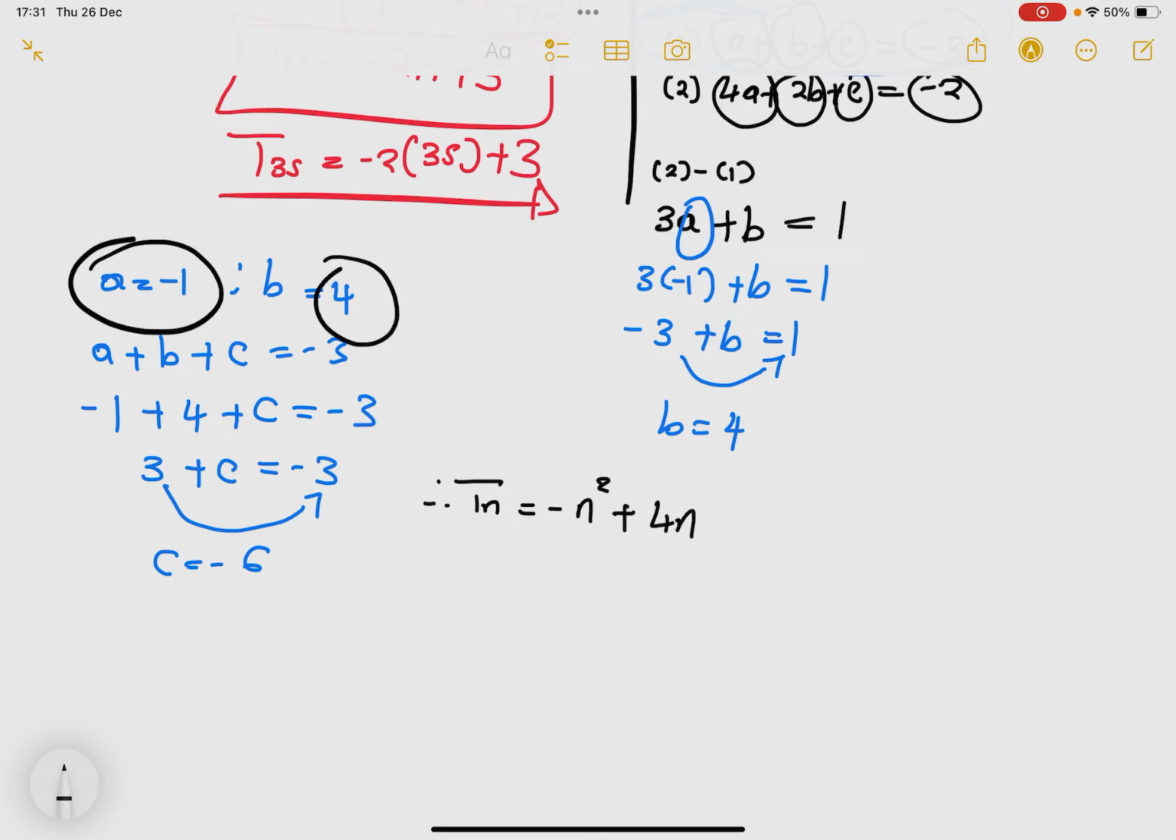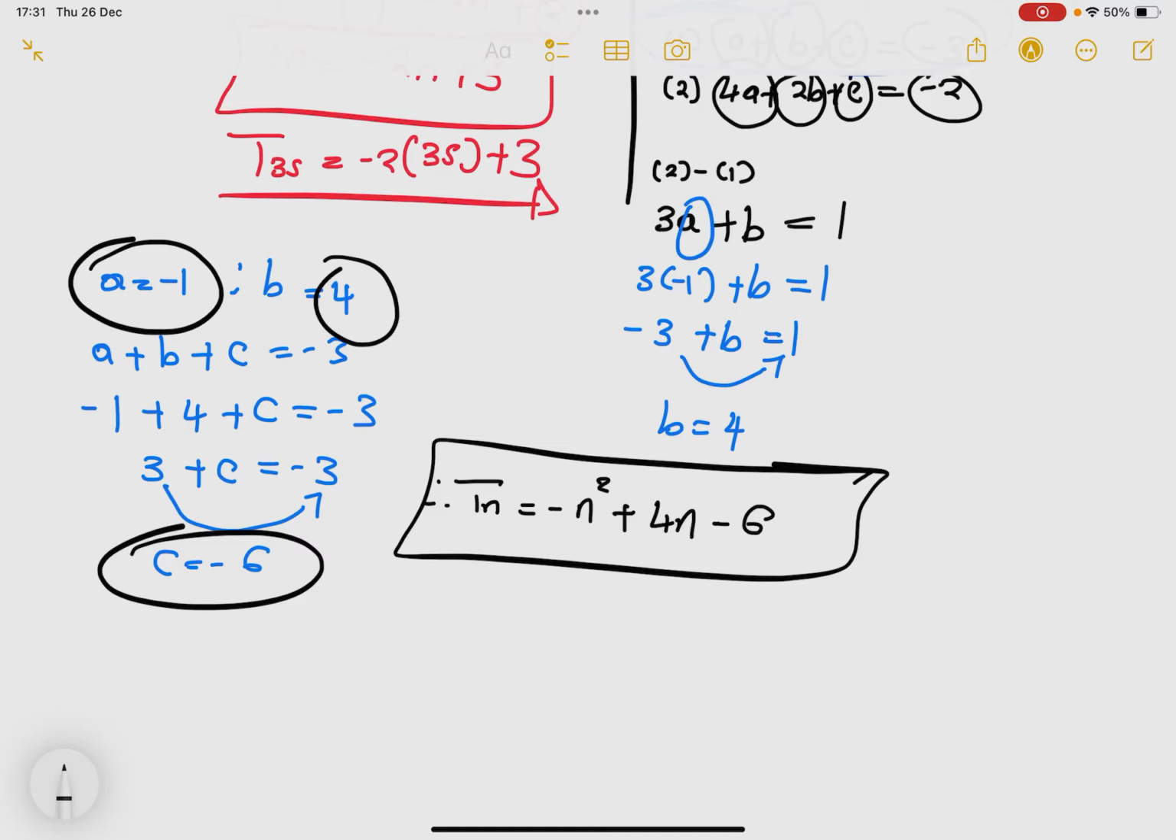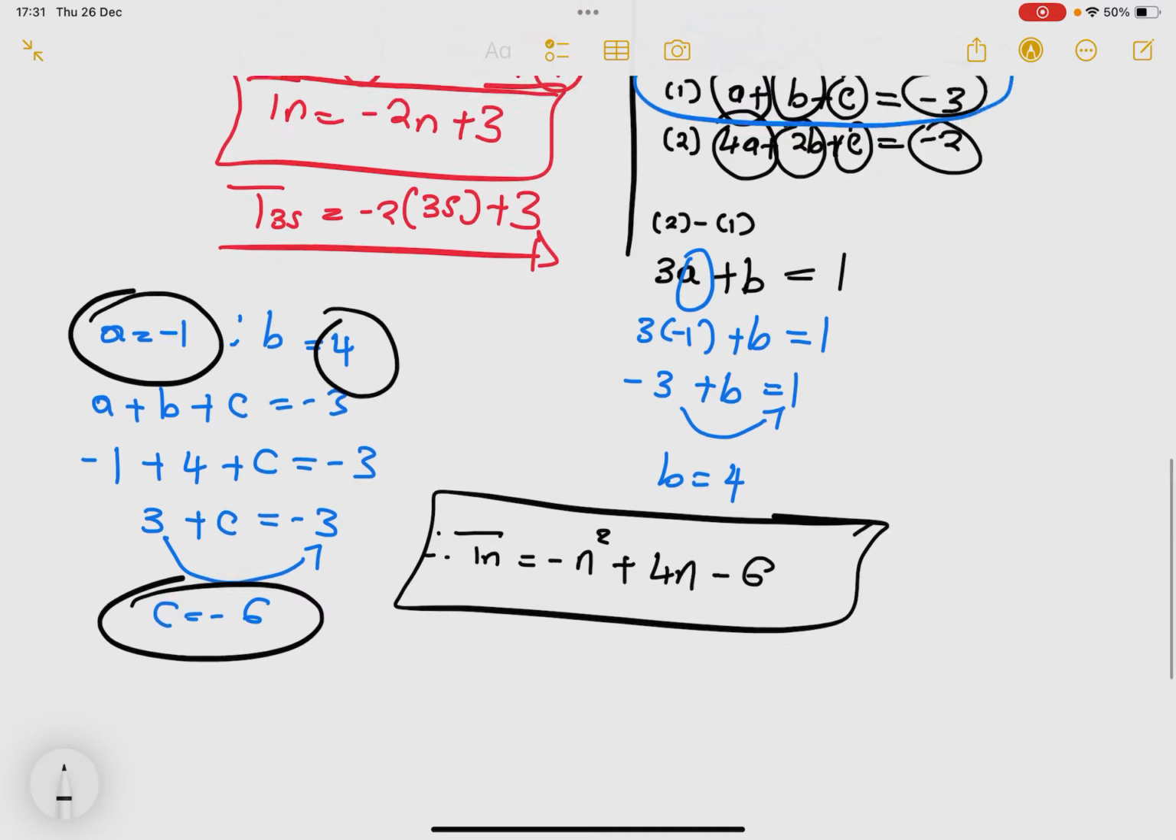We're going to have 4n. The value of c, it's minus 6. So we're going to have minus 6. So that's how we identify the nth term of the quadratic problem, right? Now let's just look at this.